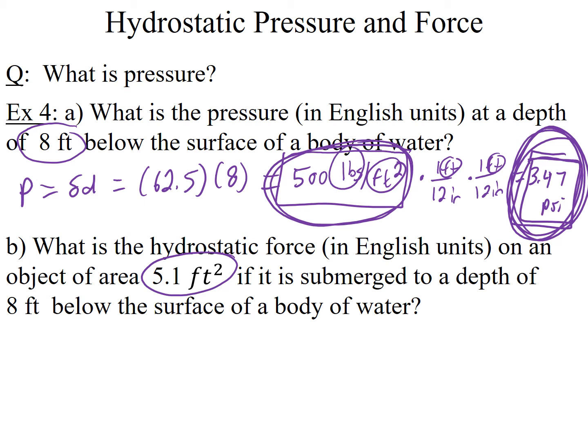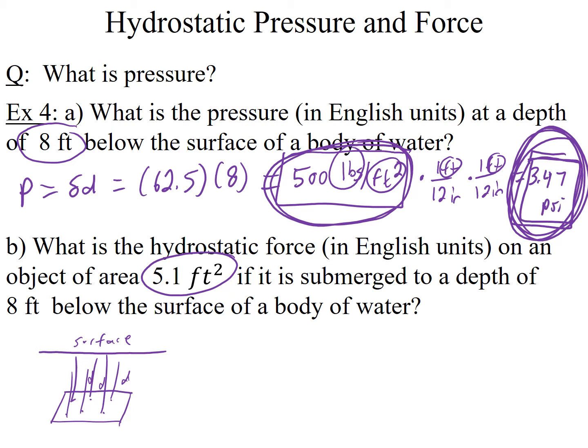So part B says, what is the hydrostatic force on an object of area 5.1 square feet if it's submerged at a depth of 8 feet below the surface of the body of water? Once again, that's the surface of the water. We're submerging it in such a way that every point on the object has the same depth. All these depths are the same, D, they're all D. Because otherwise, if the depths change, then that's where we're going to need calculus to do it. So that's what we're assuming in this problem.